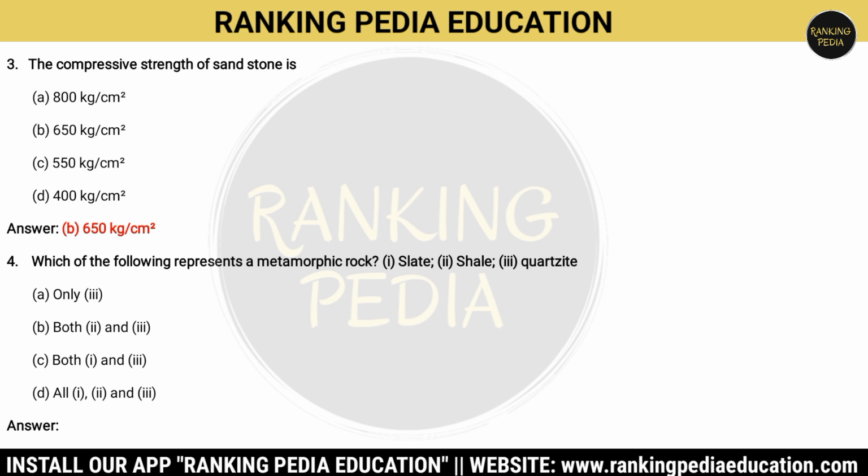Whereas basalt, trap, granite, these are igneous rock. Sedimentary rocks are conglomerate, chalk, limestone, sandstone, shale, these are sedimentary rock. So which one of the following options is correct? That is slate and quartzite. Slate and quartzite are metamorphic rock. Option C is correct.